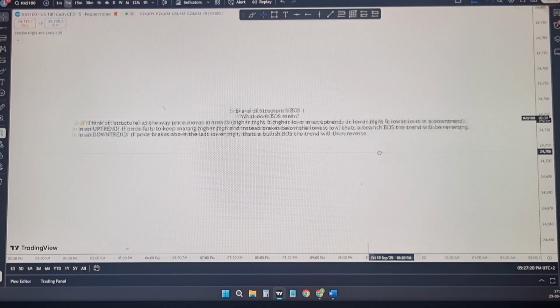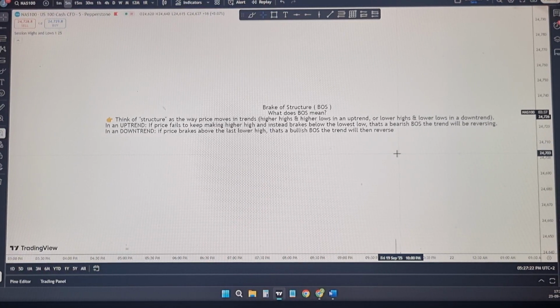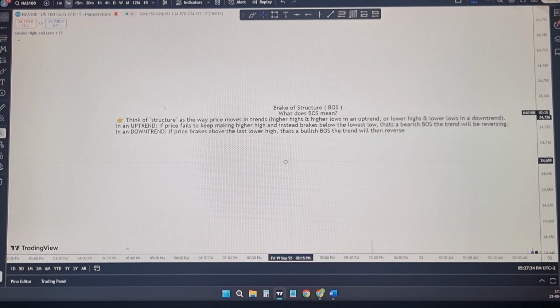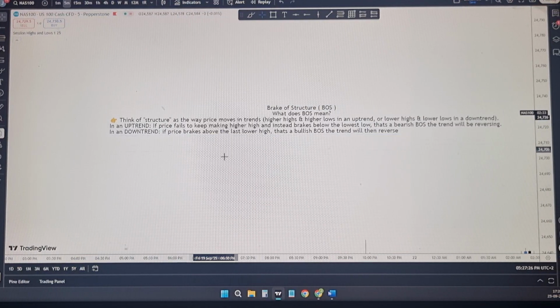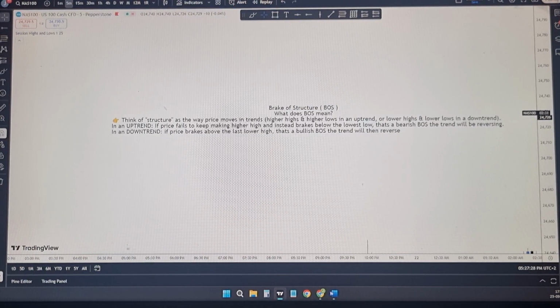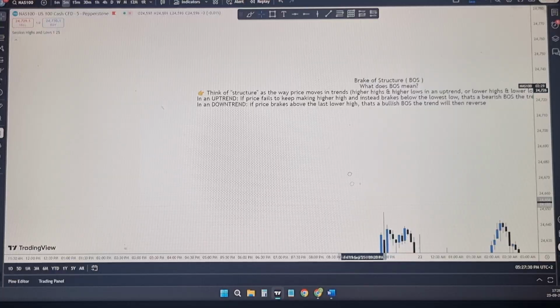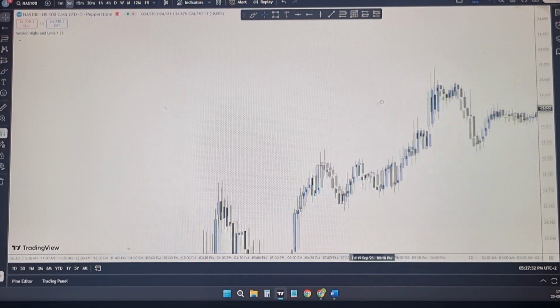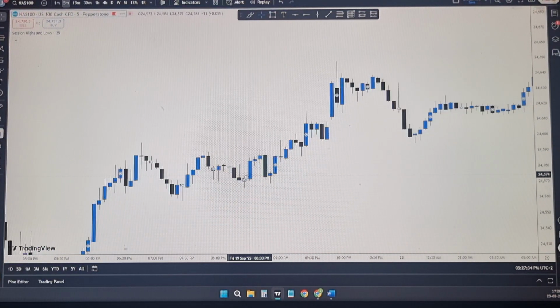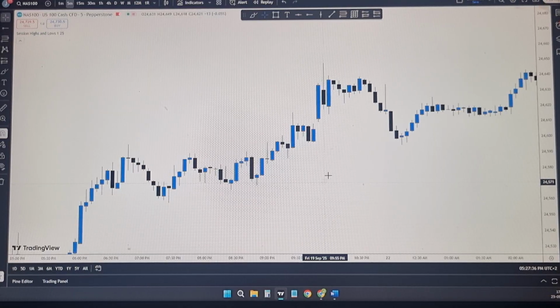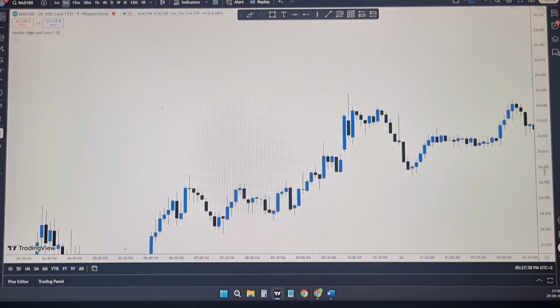Okay, so as you guys know now what we mean, why we want to use it. Let's show you quickly on the chart what it means. Okay, so let's see. Sweet, this is a good example.